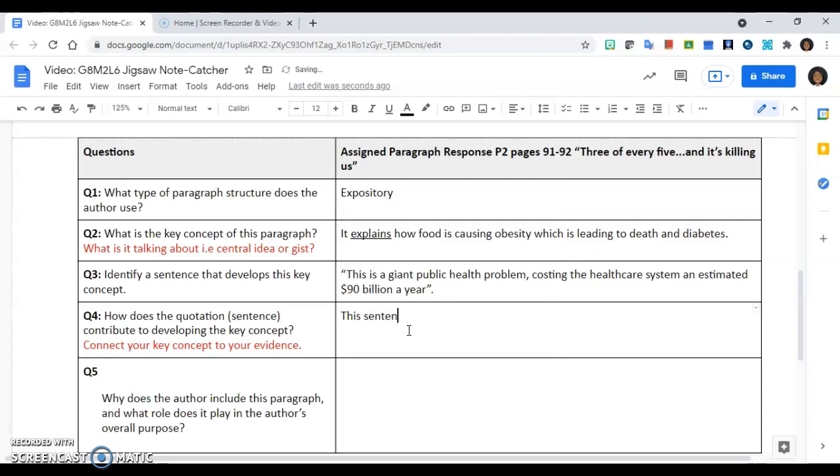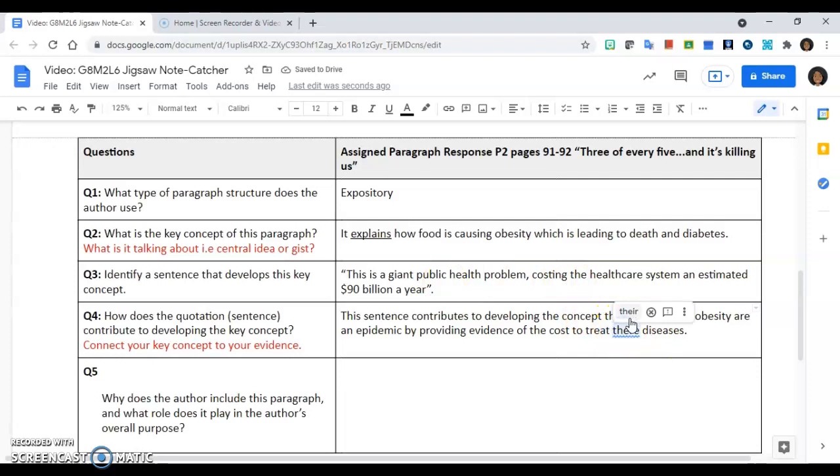In other words, this sentence contributes to developing the concept that diabetes and obesity are an epidemic by providing evidence of the cost to treat these diseases. Okay, these, wrong letter, sorry.